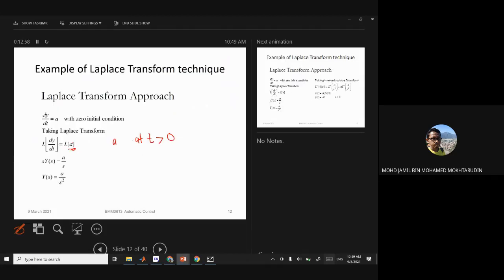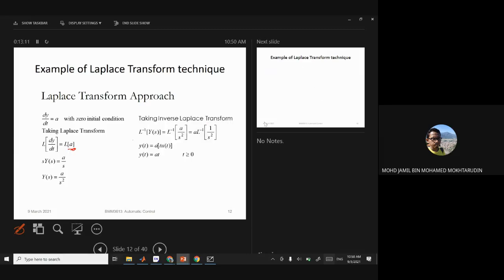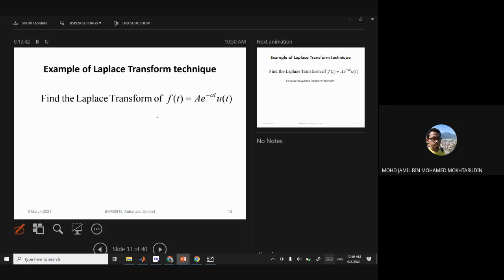Okay, so the Laplace transform of a gives a over s, and then rearranging, you get Y(s) equals a over s squared. Then you take the inverse Laplace transform of Y(s), so you get y(t), and a over s squared gives a times t. Okay, so the process seems longer than regular integration, but this is for a simple case, dy/dt equals a. But if you have a more complex case, then using integration will be difficult.